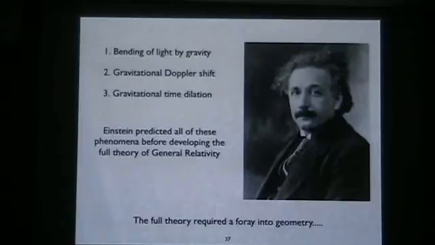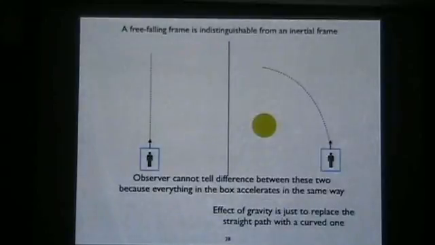But this wasn't enough. This wasn't a consistent theory of gravity. This was just some observation of some things that gravity had to do. The full theory of gravity required some kind of foray into geometry, and that's what I want to get to a little bit next. So, we'll come back to, again, this same thing which I'm harping on over and over again, but just because it's so important.